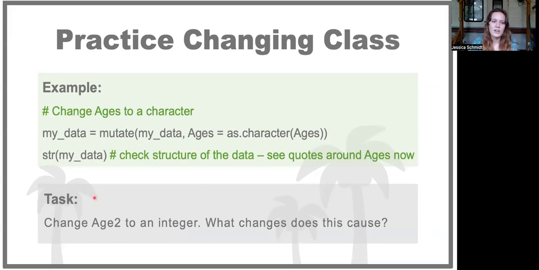Okay, so here's your task. I would like you to please change age 2 to an integer. And then I want you to do the same thing, do str(myData) and see what changes this caused. So use your observational skills and see what happens when you change a numeric to an integer. Does it look different when you run structure? So go right ahead and do that.